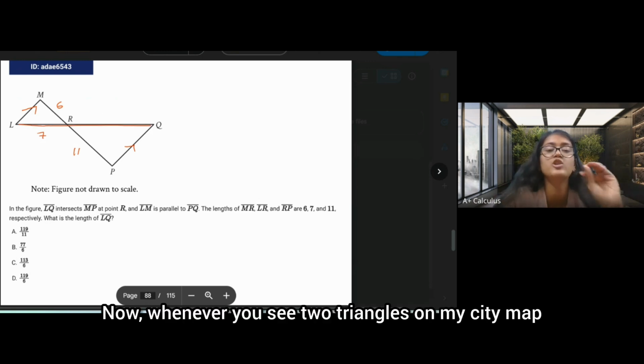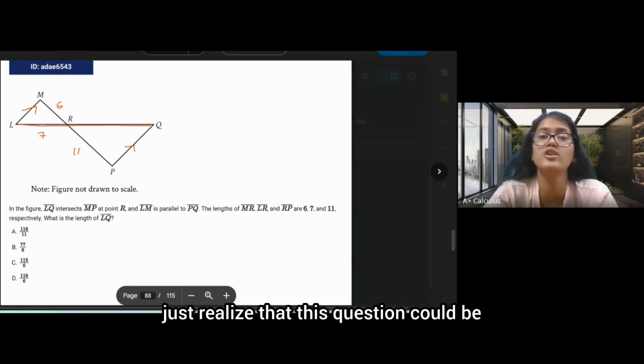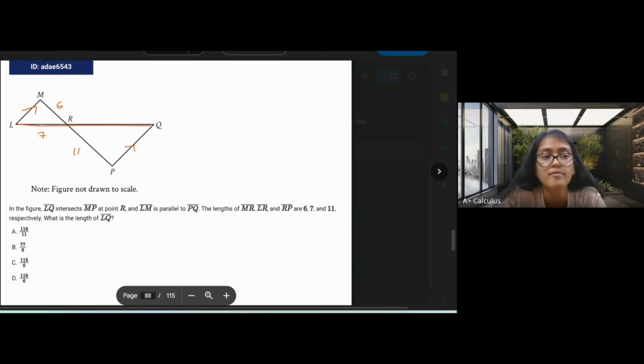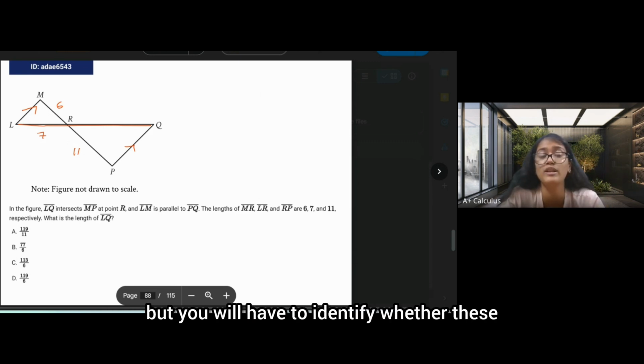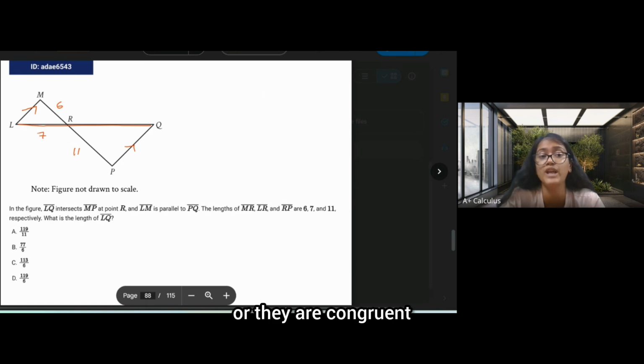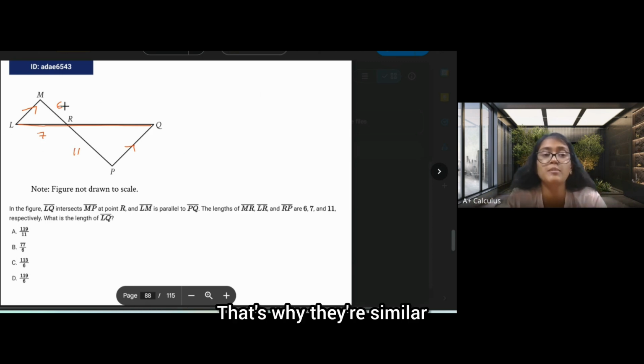Now, whenever you see two triangles on SAT, just realize that this question could be of similar triangles, or it could be of congruent triangles. The chances are that you'll get a question based on similar triangles, but you will have to identify whether these triangles are similar or congruent. They cannot be congruent because here you have 6 and 7 and here you have 11. If they are congruent, then they have to be exact copies of each other. That's why they're similar. And why are they similar?